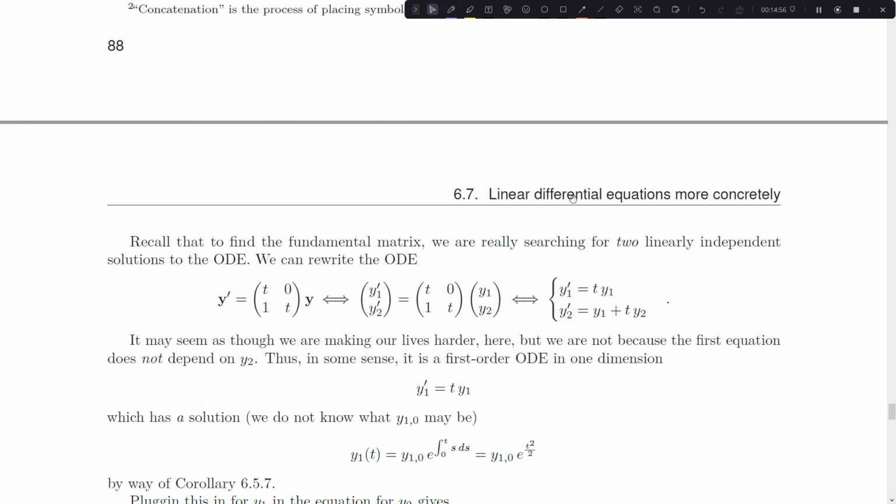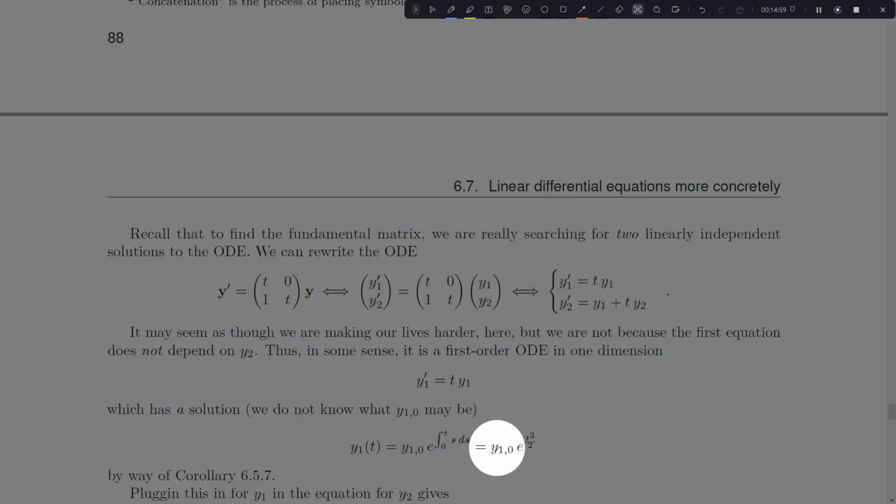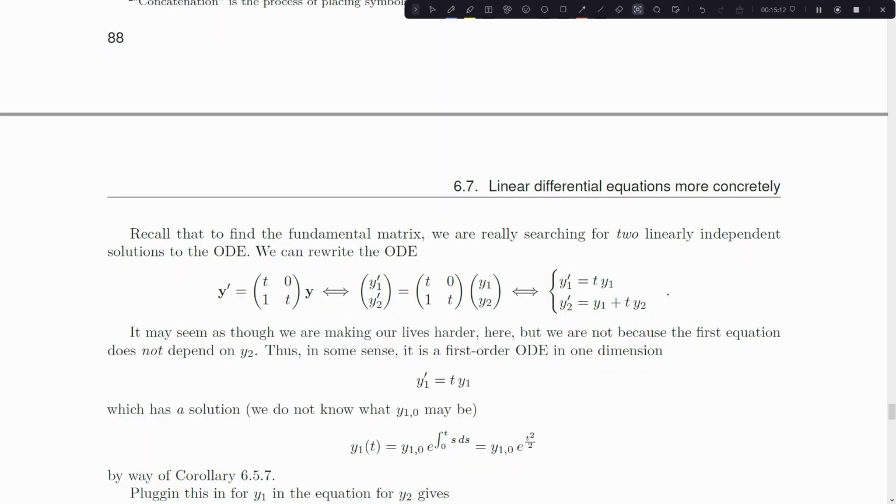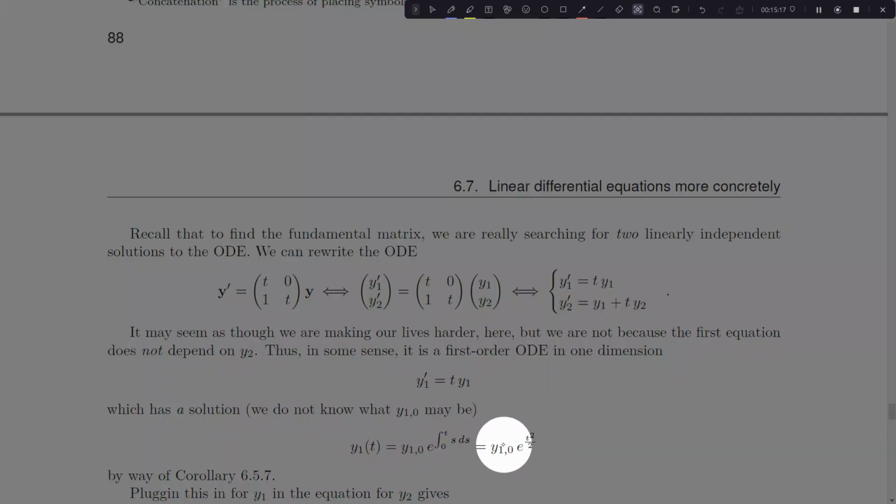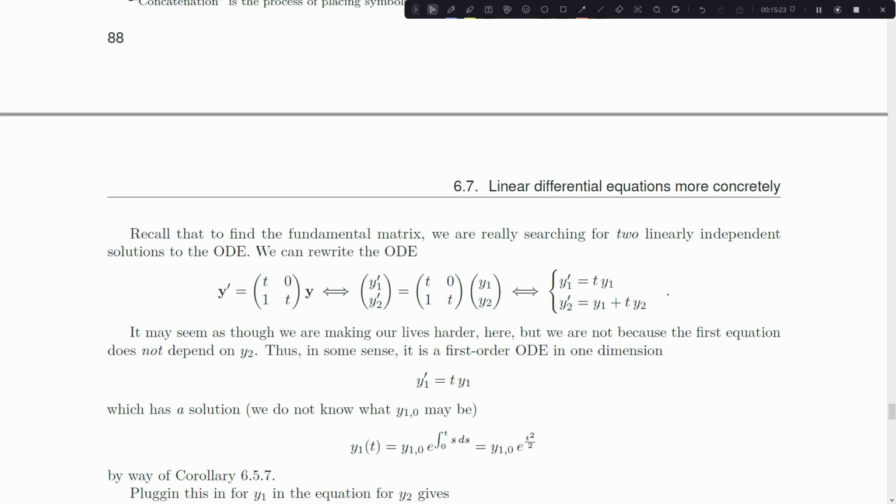If I scroll down, that's exactly what I've done here. My initial condition, e to the t squared over 2. So it turns out that rewriting my ODE, I end up with a one-dimensional ODE, and we know how to solve one-dimensional ODEs because they're a special case of our Cauchy problems. And so I get this solution. I don't know what y10 is, but I get a solution, e to the t squared over 2.